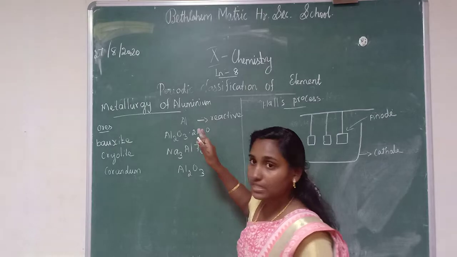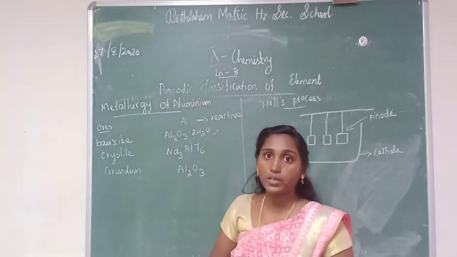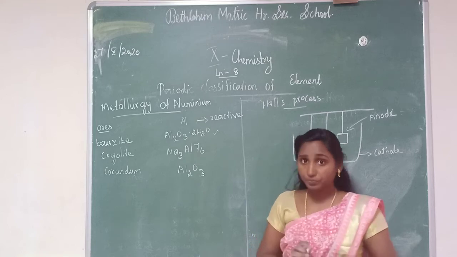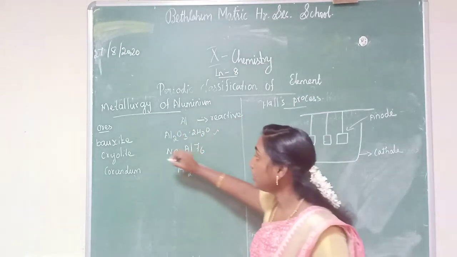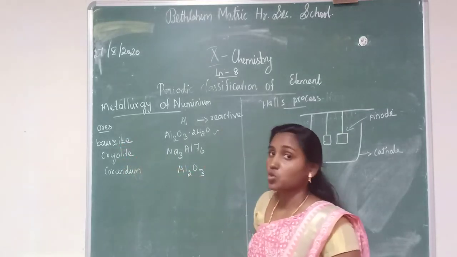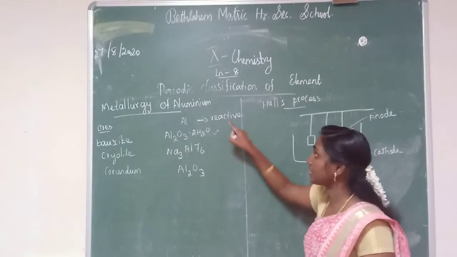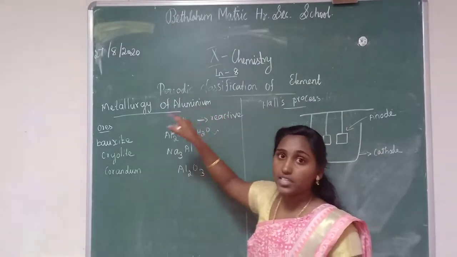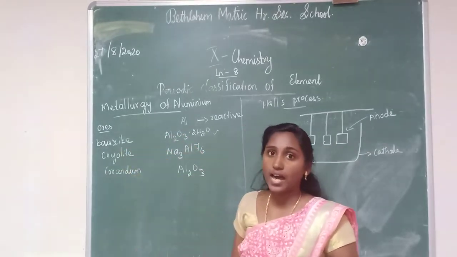From these 3 ores, bauxite is the chief ore of aluminium. This is also one more question. Which one is the chief ore of aluminium? Bauxite. So aluminium is the most abundant metal in earth crust. It is a reactive metal. It occurs in combined state, and bauxite is the chief ore of aluminium.